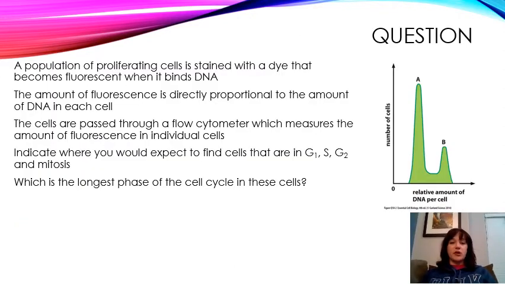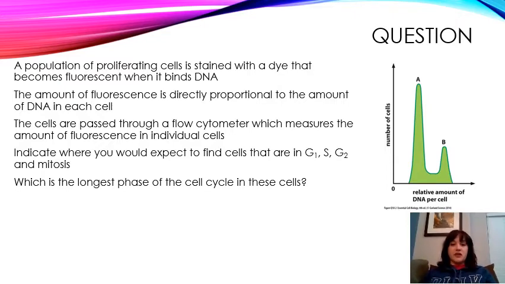So let's stop and do a problem. This problem involves a technique called fluorescence activated cell sorting, or FACS, or flow cytometry as another name. It's basically a machine in which cells are shot through in front of a camera, one cell at a time, and their fluorescence is measured, right? So in this example problem, we have cells that are stained with a dye that becomes fluorescent when it binds DNA. Okay, so the more DNA, the more fluorescence there is.